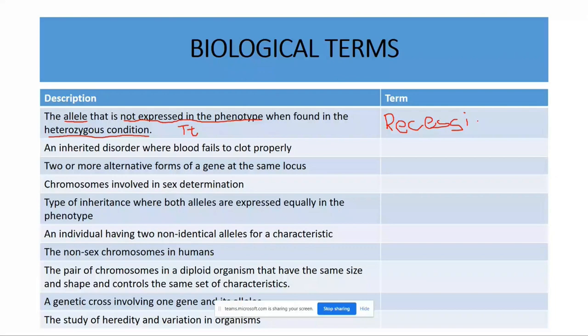Right, let's go to the second one. A disorder where blood fails to clot. That should be fresh in your brain. That was the last part of genetics. Remember in grade 12, the disorders that you need to know are Down syndrome, hemophilia, and color blindness. All the other disorders, they will give you background information. So in this instance, it is hemophilia. My writing is dismal, so just make sure you get the spelling correct.